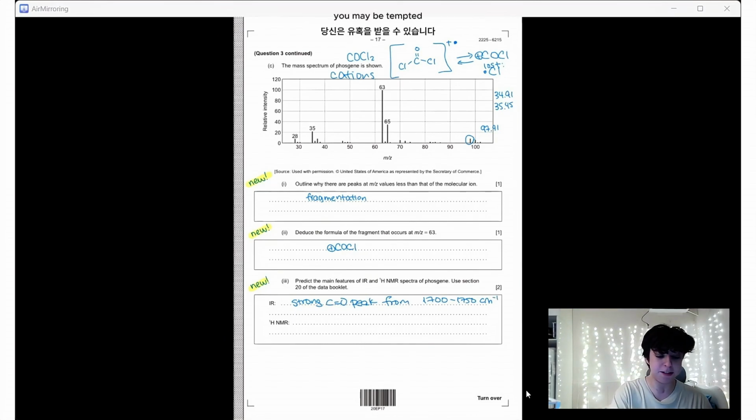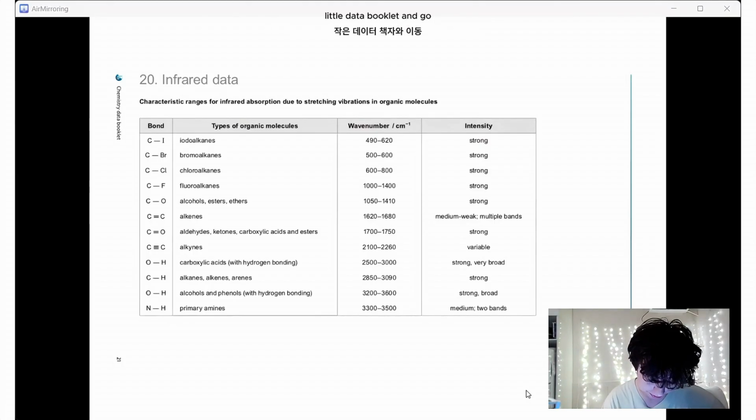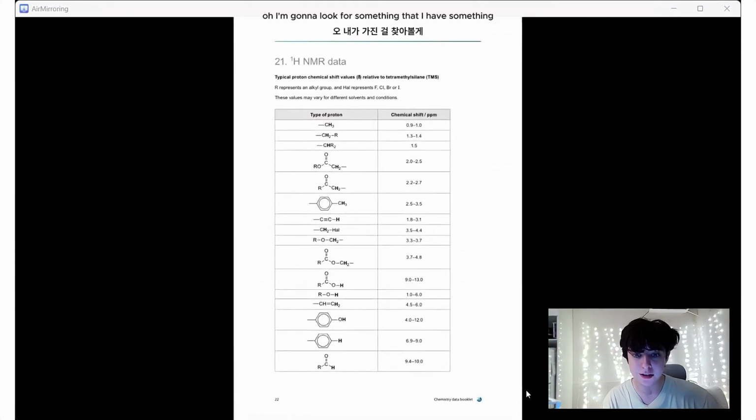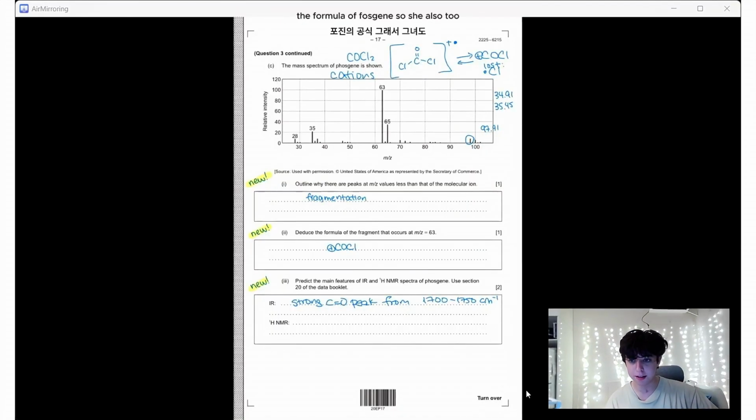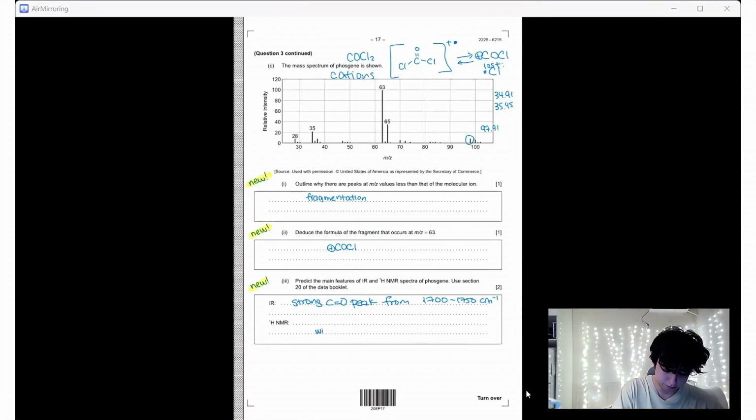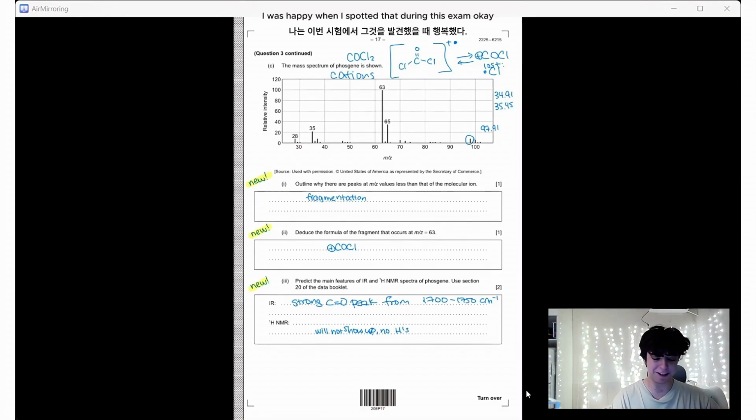Now for the NMR, what you may be tempted to do is go into your funny little data booklet and go, oh, I'm going to look for something, maybe that there's an X, like a halogen. Oh, there's a halogen. Dog, the formula of phosgene, COCl2. This is H NMR. There are no hydrogens in this molecule. Will not show up. This has no hydrogens at all. Fair question. I know, I was happy and I spotted that during this exam.